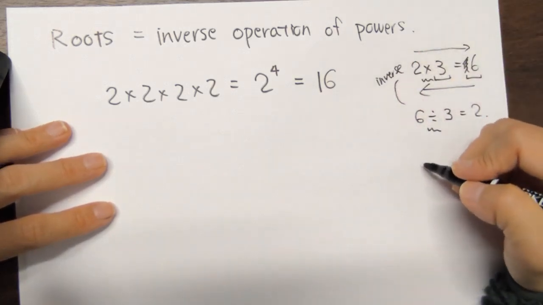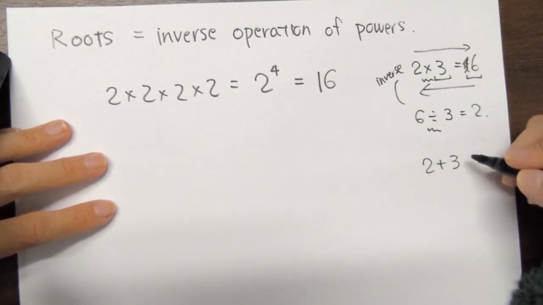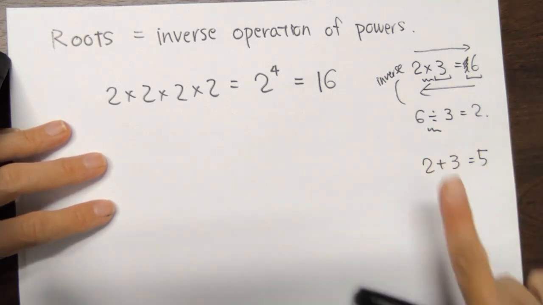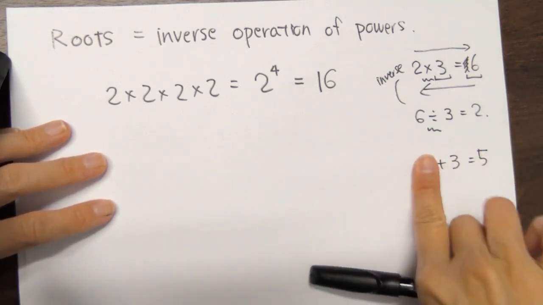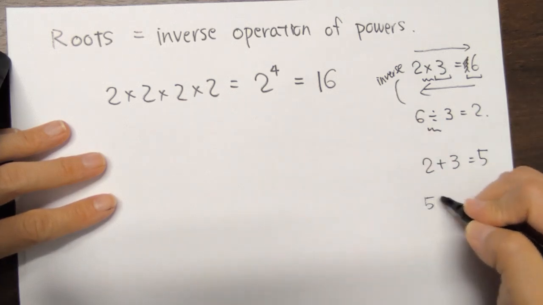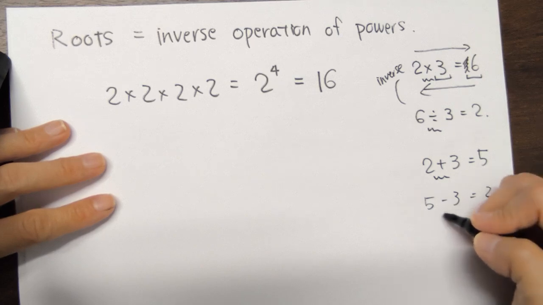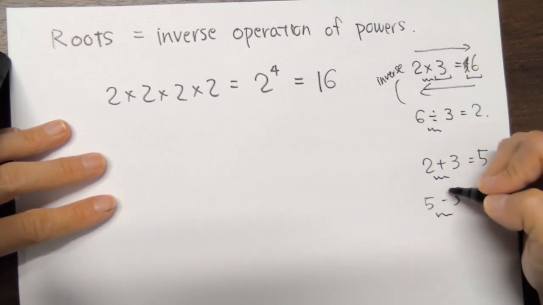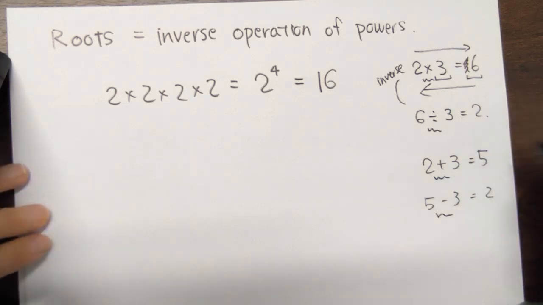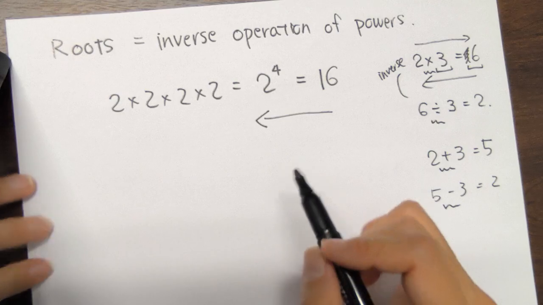Same with addition. You do 2 plus 3, which is 5. And in order to get 2 from 5 and 3, so you are asking what plus 3 is 5, you do 5 minus 3 is 2. So subtraction, minus, is the inverse operation of plus, right? So how do you go this way for powers?